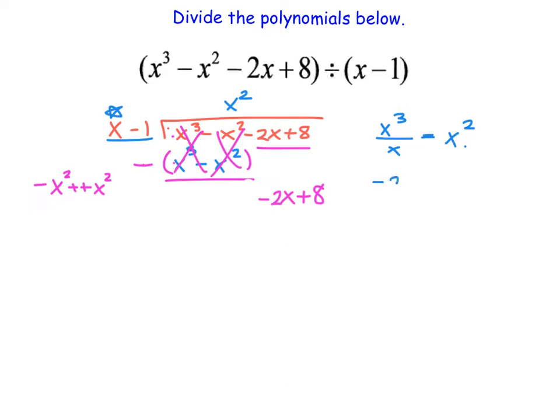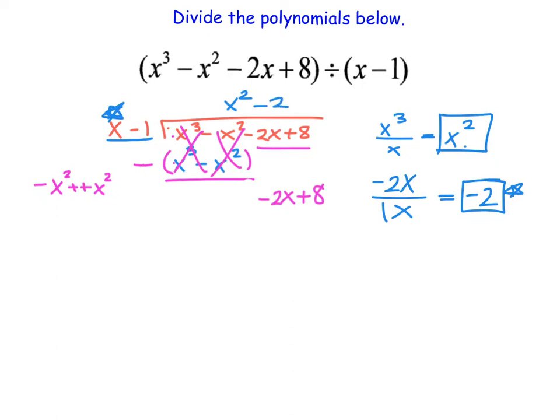So we're going to take negative 2x and divide it by our x here. So we have divided by x. Well, negative 2 over 1 is negative 2. X over x cancels out, so we're just left with negative 2. So we're going to multiply x minus 1 by negative 2. So that's our next term here.